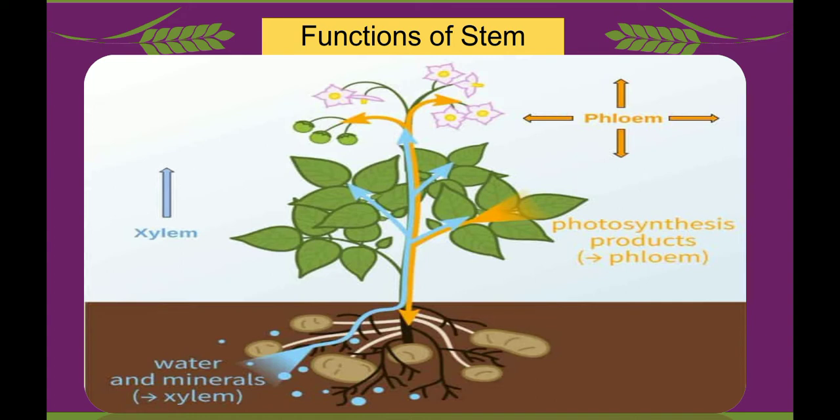Another function of the stem is to carry water and minerals from the roots and send them to the leaves. So the stem carries the water from the roots to the leaves, and from the leaves the water is sent to different parts of the plant. The roots absorb water and minerals, the stem carries this water to the leaves, and the leaves send it to different parts of the plant.